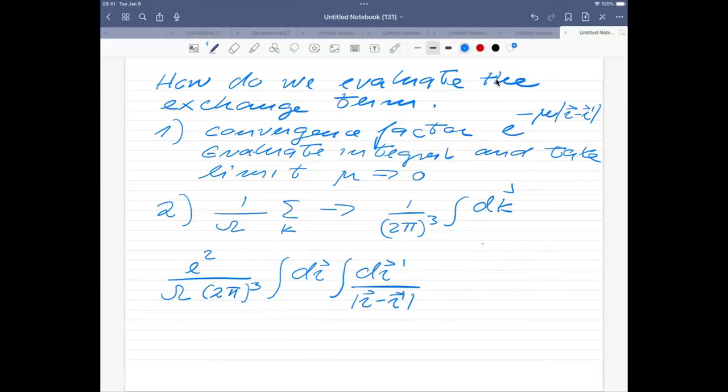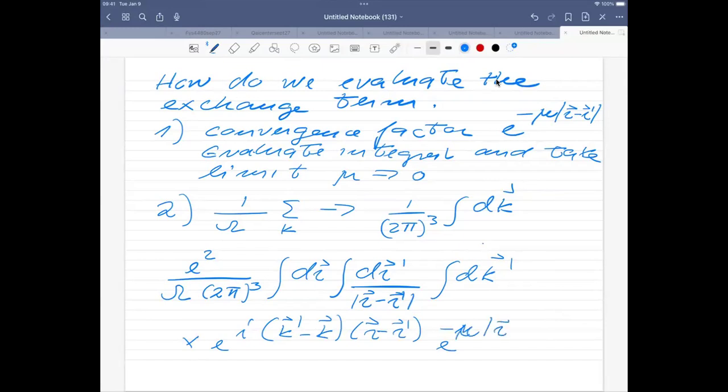We have an integral over dk, and this is an integral over dk prime. And this is now multiplied with e to the i k times r minus r prime. So I'm simply reordering the plane wave solutions. And this is now multiplied with e to the minus mu times the absolute value of r minus r prime.